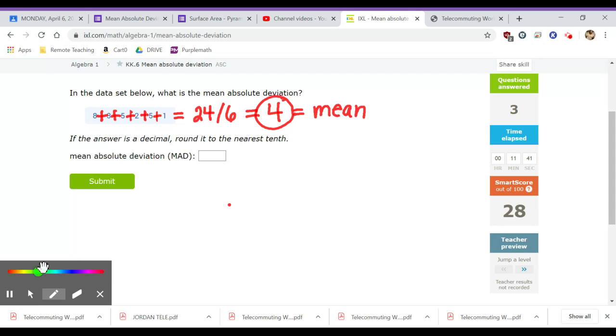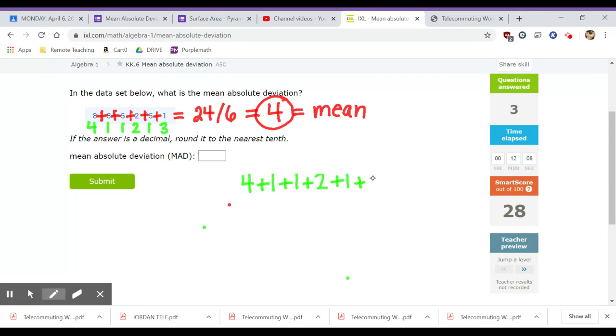Okay, second step, find my distances. So 8 is 4 away from 4. 3 is 1 away from 4. 5 is 1 away from 4. 2 is 2 away from 4. 5 is 1. 1 is 3. So now I need to find the mean of all my new numbers, which are these green numbers. So 4 plus 1 plus 1 plus 2 plus 1 plus 3. Divide it all by 6.